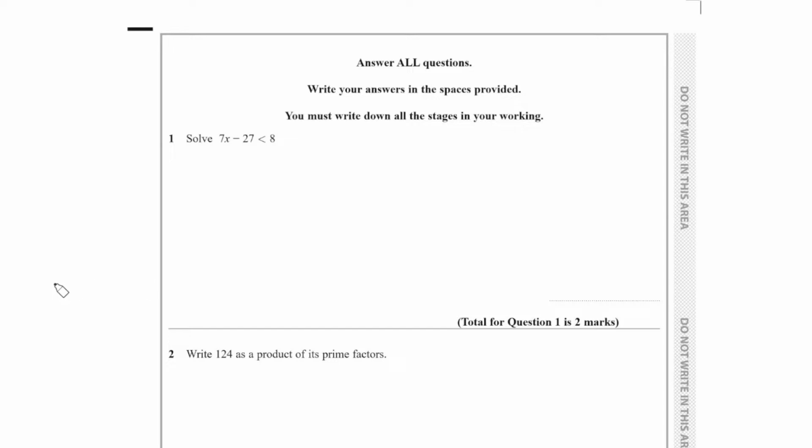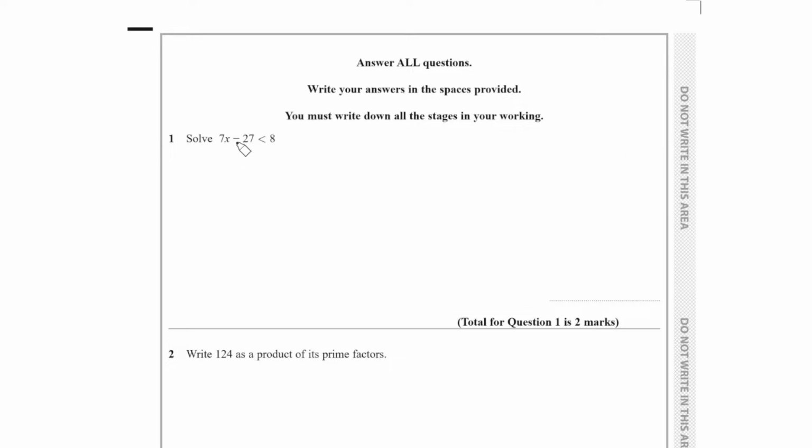We've got question 1, 7x minus 27 is less than 8. We need to solve this inequality. This is a linear inequality, just the same as a linear equation, it's just x. We just need to get x on its own, solve it the exact same way as if it had an equal sign. Just copy the symbol that you've got.